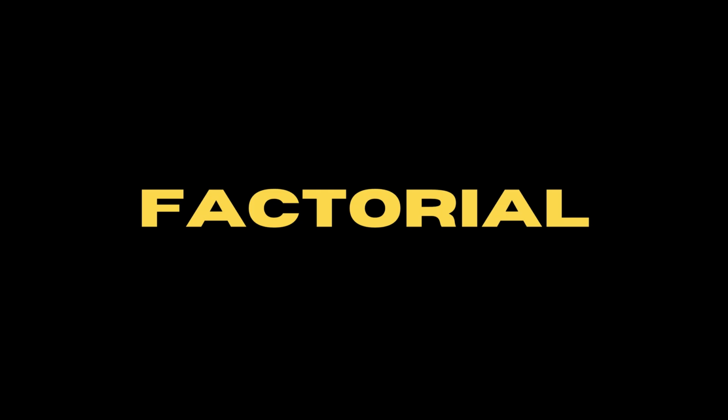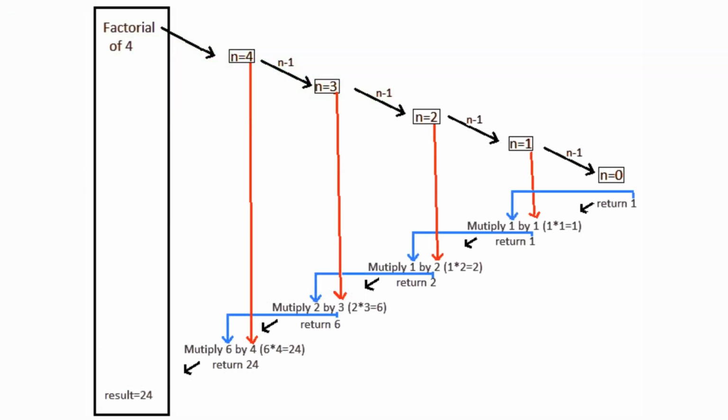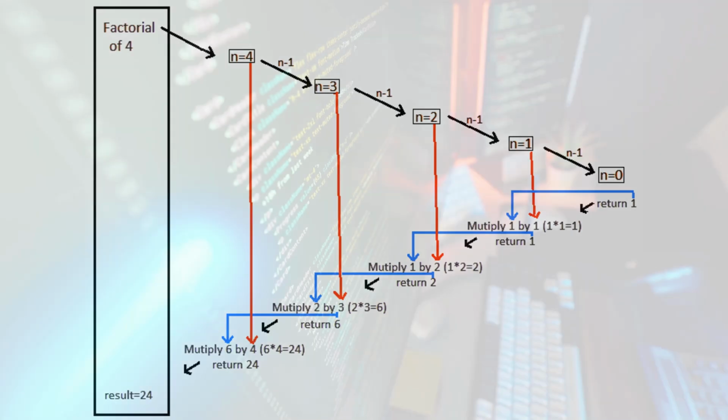Example, factorial. Factorial of a number n is the product of all numbers from 1 to n. For example, 5 factorial is equal to 5 times 4 times 3 times 2 times 1, which is equal to 120. Now, instead of multiplying manually, we can use recursion. So factorial of 5 equals 5 times factorial of 4. Factorial of 4 equals 4 times factorial of 3. This keeps going until factorial of 1 is 1.